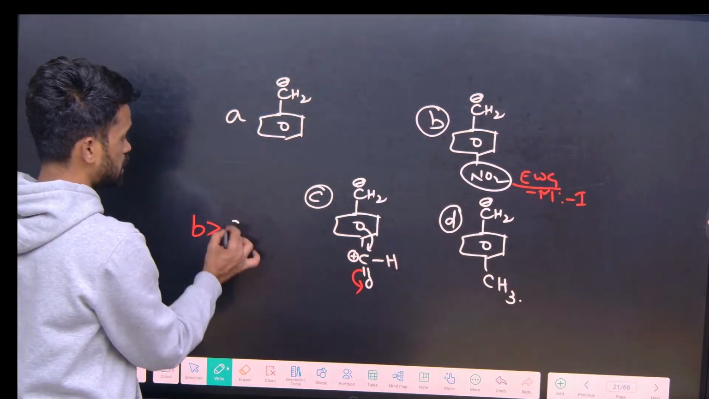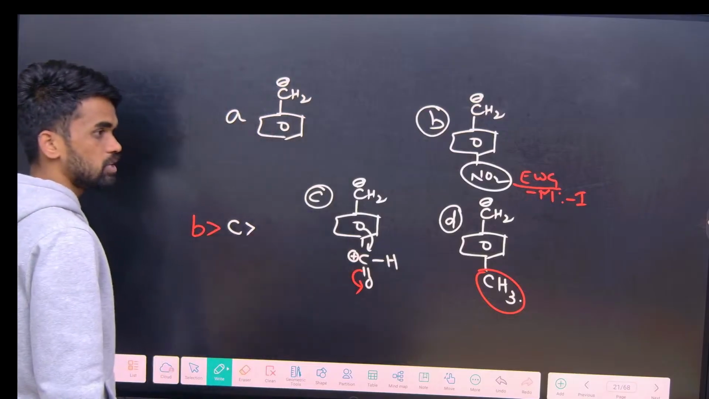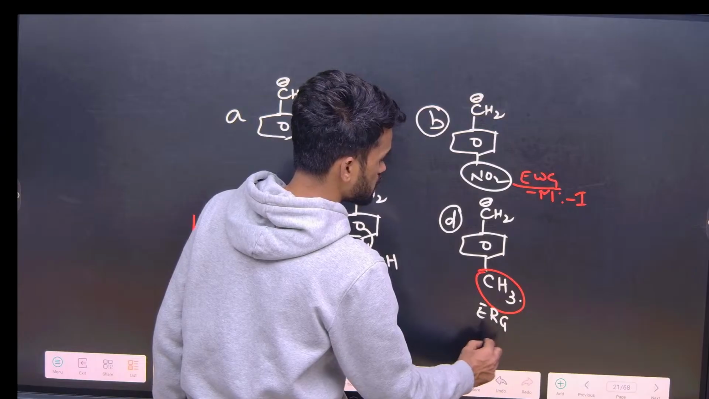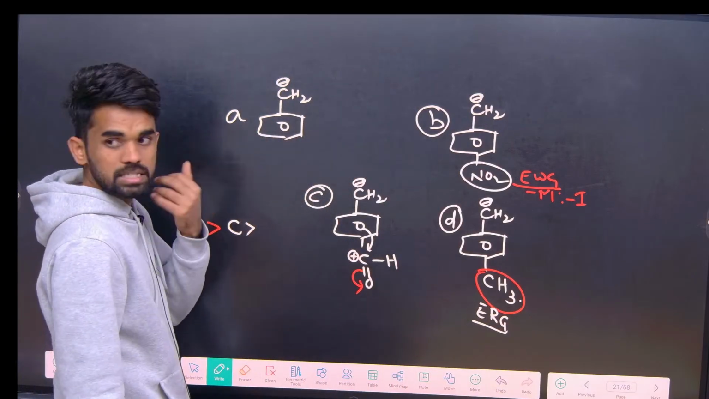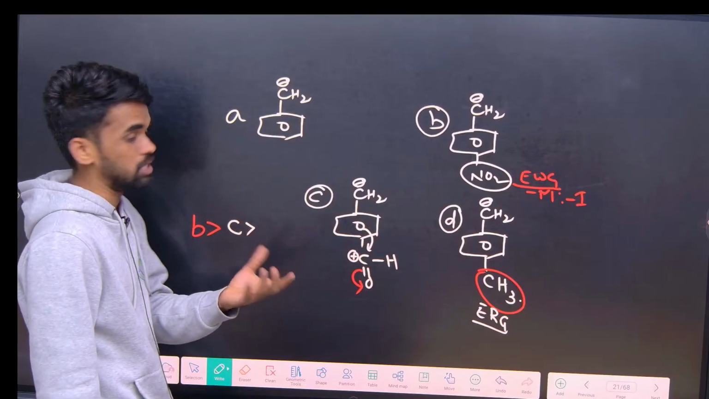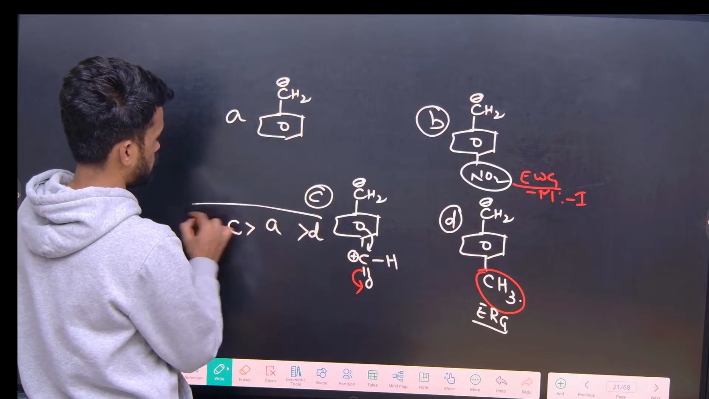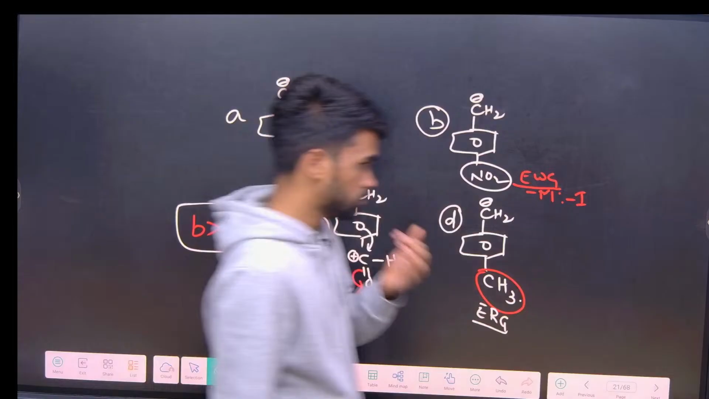After that, C. And what type of group is attached here? CH3. So we can say this is an electron releasing group. If it is a releasing group, that will be less stabilized, it can actually be destabilized. So I can say least stability is for D. So here, A. That's it. Is this clear? Next.